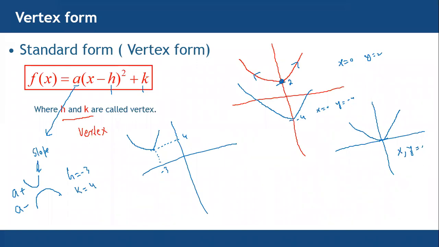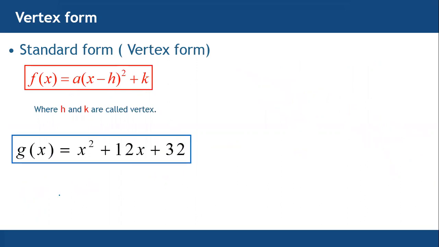So how can we convert a general form of a quadratic function into standard form or vertex form? Let's try an example. We have a function x square plus 12x plus 32. Now I want to find the vertex point. I want to write it in the vertex form, find the h and k values, and whether this parabola opens upward or downward.